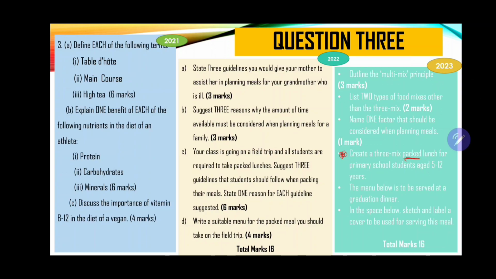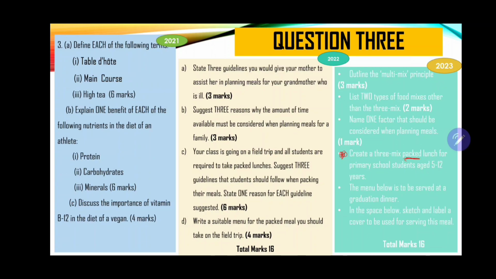Now let's jump back over to 2021. Part 3B states, explain one benefit of each of the following nutrients in the diet of an athlete. So you have protein, carbohydrates, minerals. Now I know you know the general functions of these nutrients, right? So for example, we know it's to build and repair body tissues, right? Now when you're explaining a question like this, please ensure that you think of the group that you got. So for example, this question is asking for the athlete.